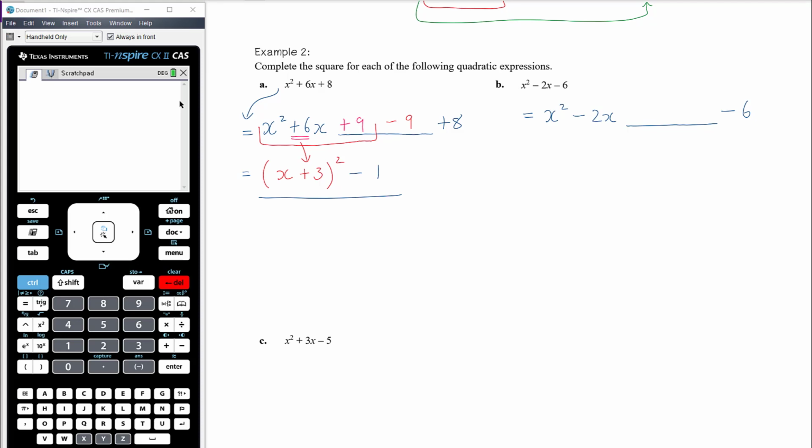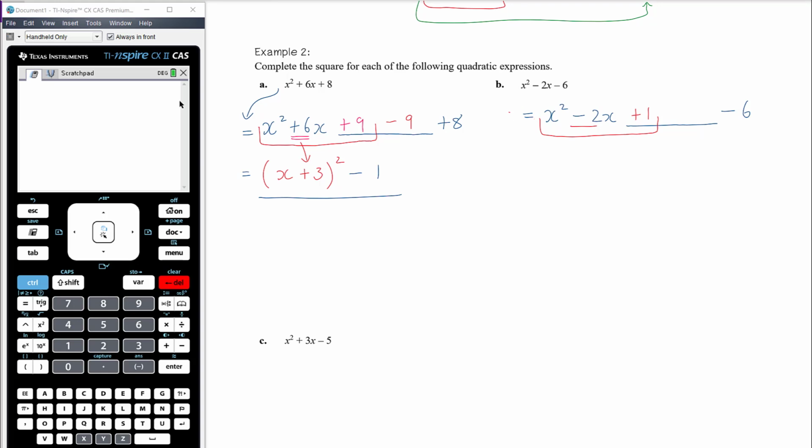Okay, so halving and squaring negative 2. Half of negative 2 is negative 1, and negative 1 squared is positive 1. Okay, so there's our perfect square, but we can't just add 1 in because we feel like it. We've now created something that isn't equal anymore.